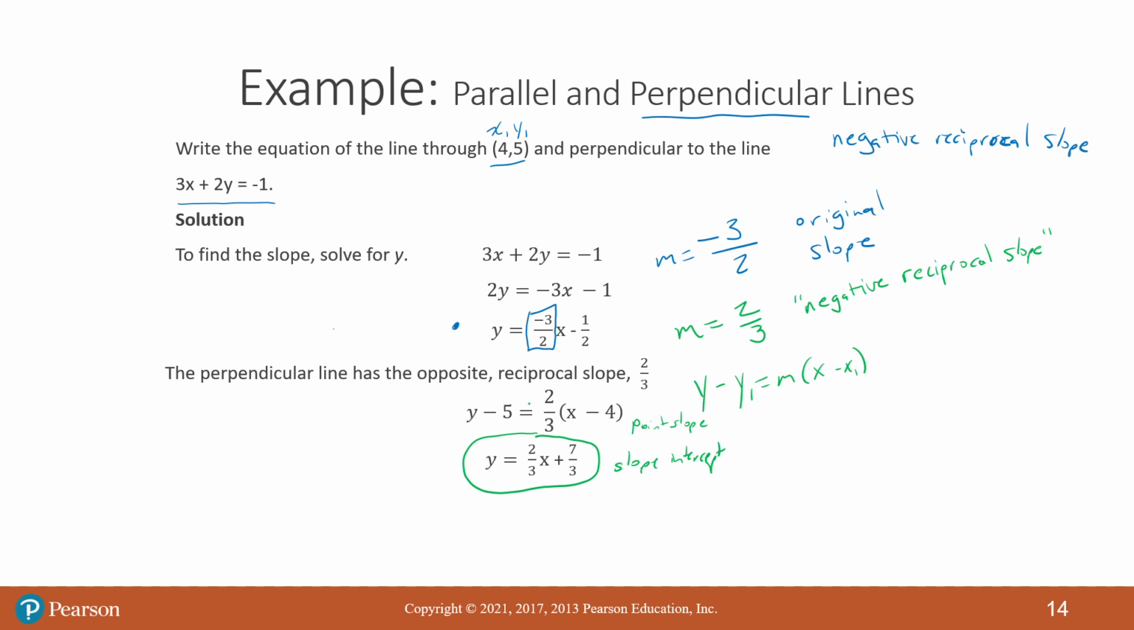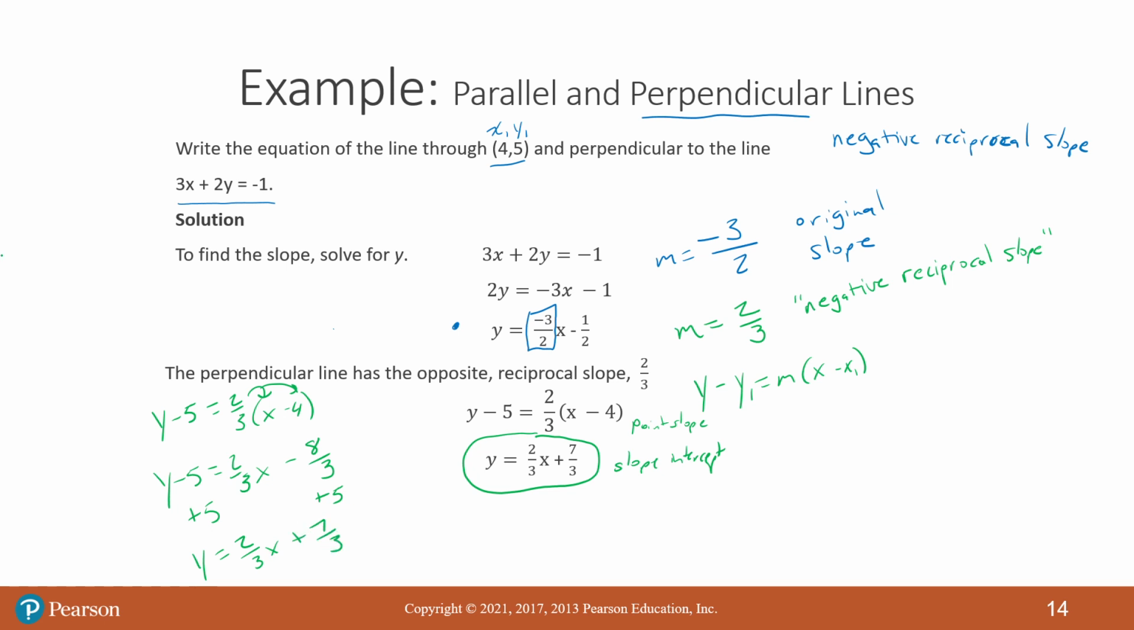Okay. Now I'm going to walk you through how we simplified here. So we took that y minus 5 equals 2/3 x minus 4. We distribute the 2/3 to both terms. We get y minus 5 equals 2/3 x. 2 times 4 is 8, so we get minus 8/3. I need to add 5 to the other side. This is going to give me y equals 2/3 x plus 7/3.